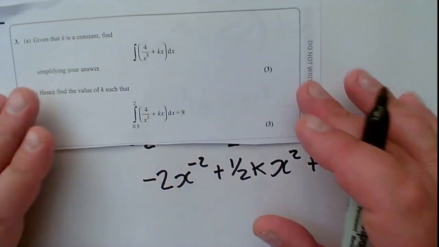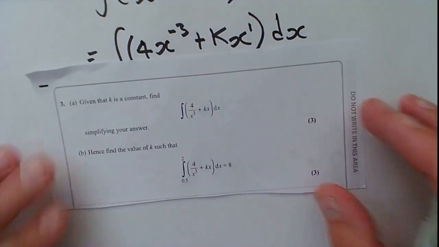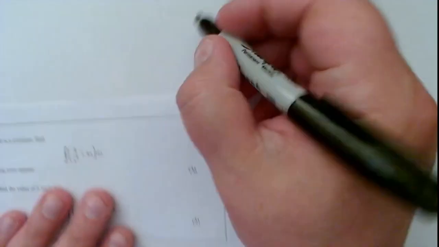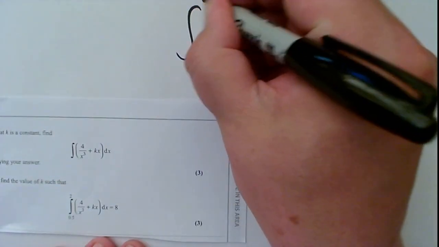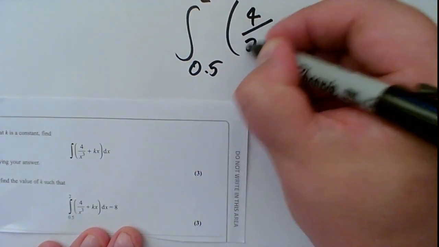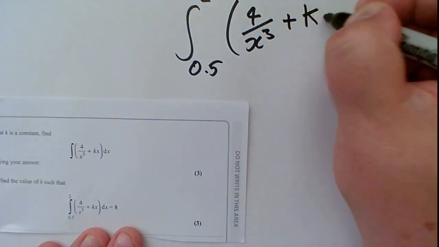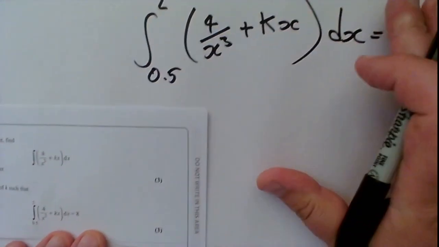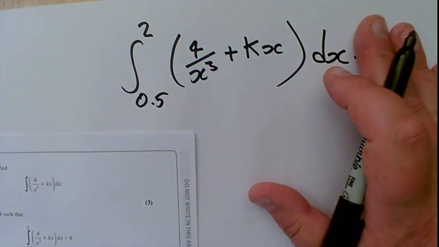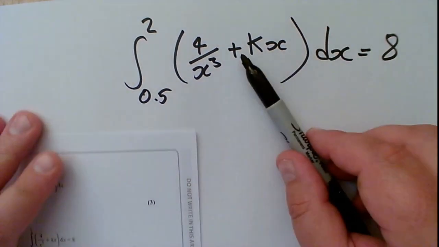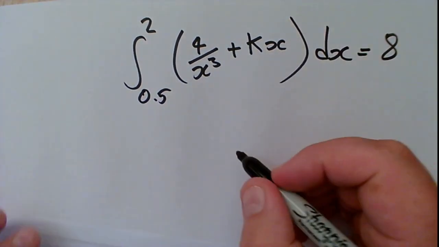Let's have a look at the second part of this. I think actually I'm just going to have a new sheet of paper for it. I want to write down the question, the 0.2 and the 0.5, and then 4 over x cubed plus kx dx was equaling 8. So this of course represents a number. In fact, the number is the number 8, and they're being quite clever here. They're forcing you into not using your calculator for it.